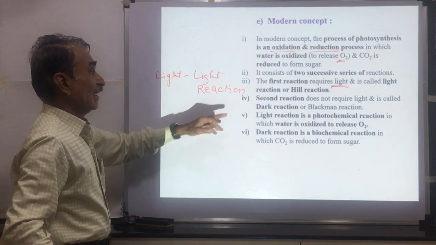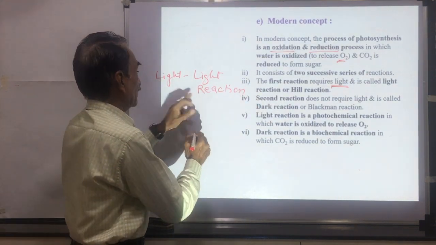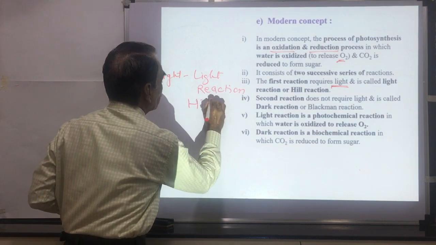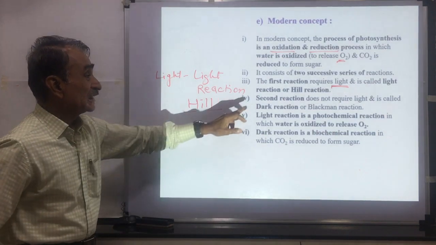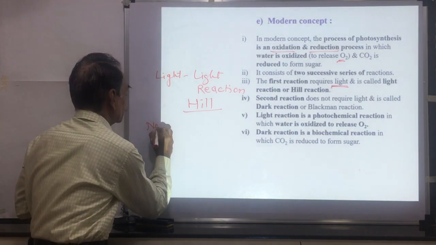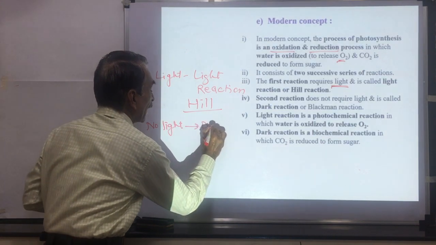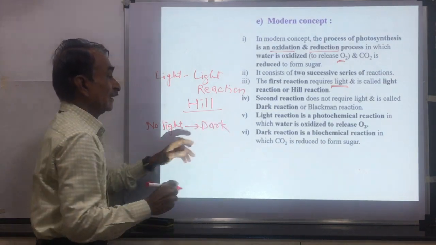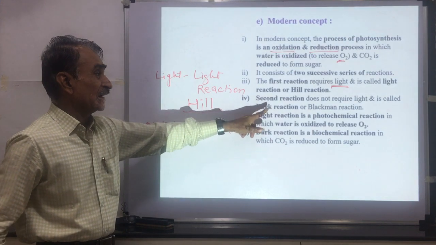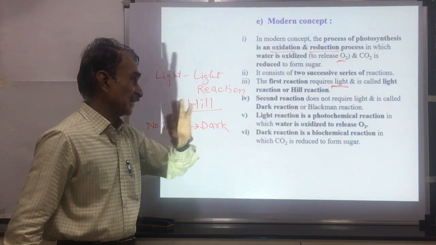The first reaction, which requires light, is also called the Hill reaction. The second reaction does not require light, and that's why it is called the dark reaction, or Blackman's reaction.